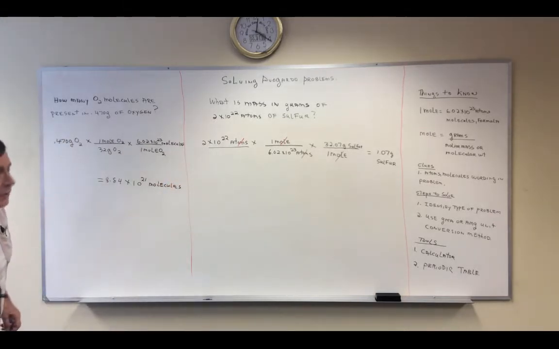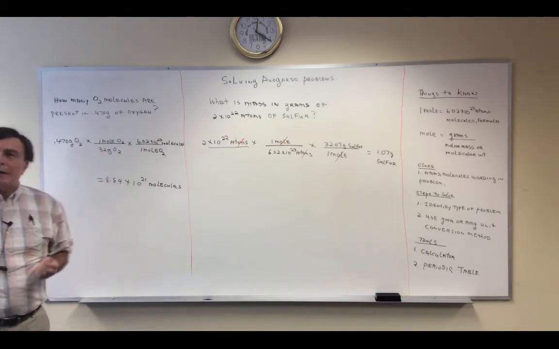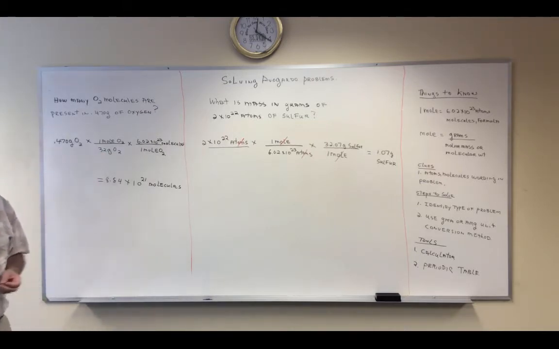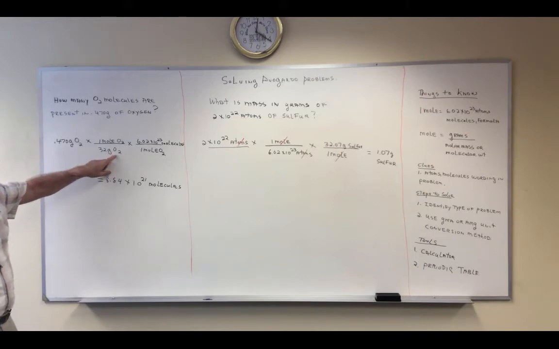Okay, a couple of things you need to notice. 32. You look in the periodic table and oxygen is 16. Why do we pick 32? Because it's oxygen gas. This is a diatomic gas, so we really have to multiply the basic atomic weight by 2 to get this.